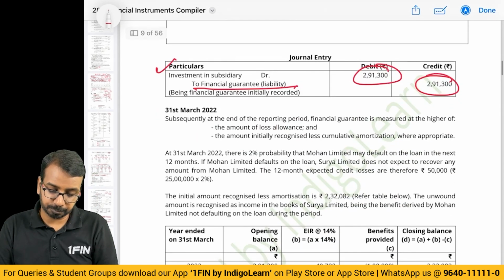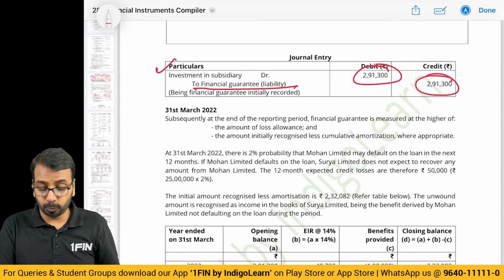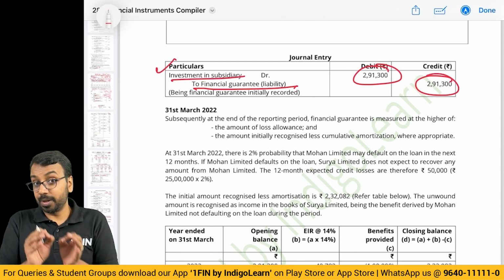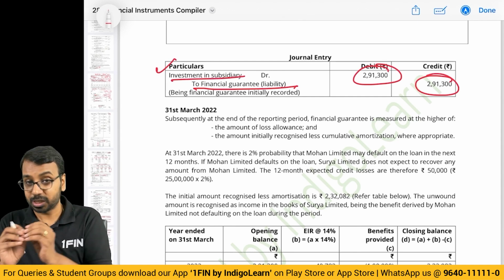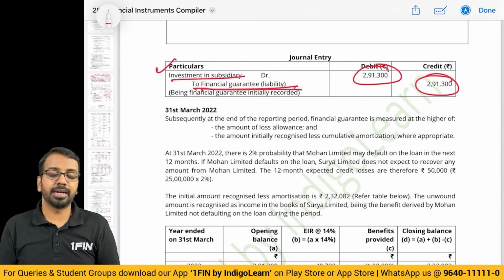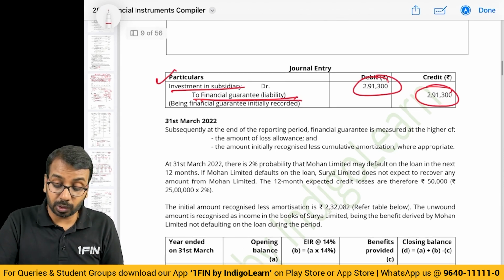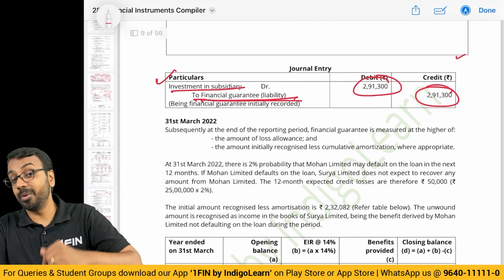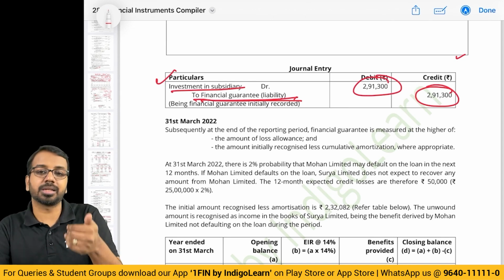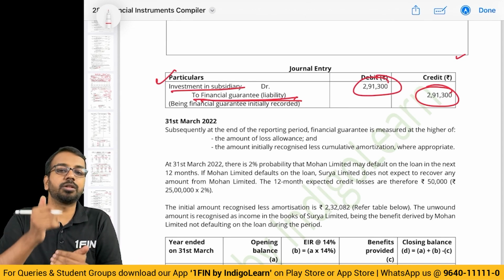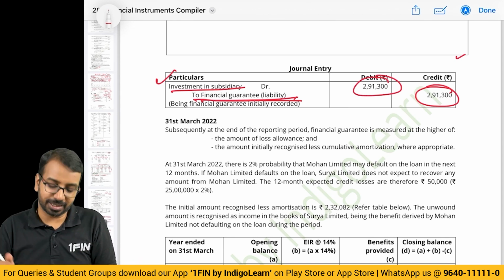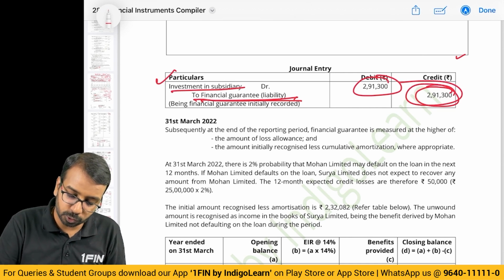Then subsequently what do we do? I have said investment in subsidiary because I am providing a benefit to the subsidiary, and I have credited a financial guarantee liability account because that is the liability I am expecting if at all there is a default. Because if the liability is more, I will not take a risk higher than that. I will take a risk only to the extent of what benefit the subsidiary is getting. Now subsequently what do we do with this 291,300?